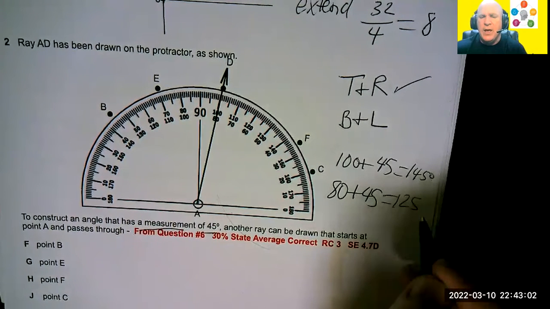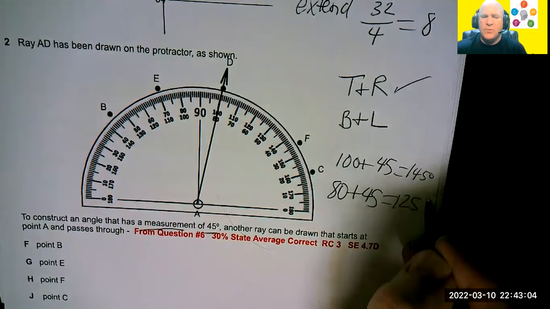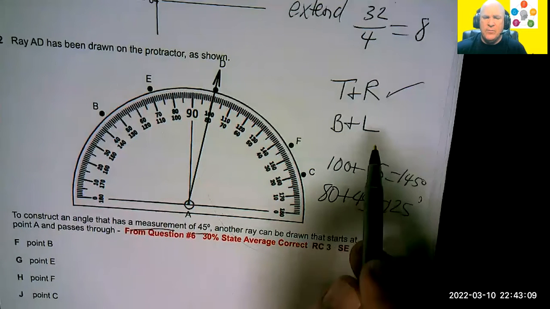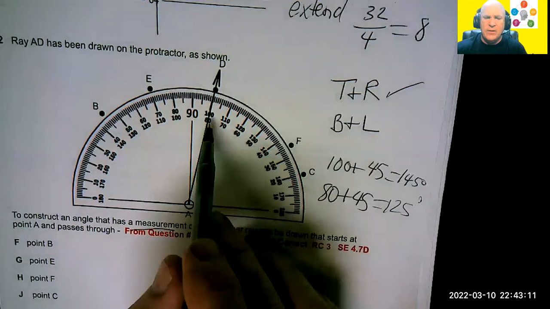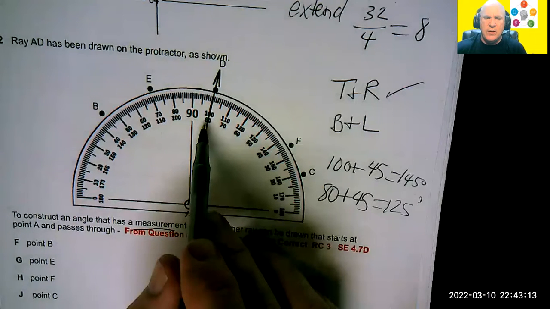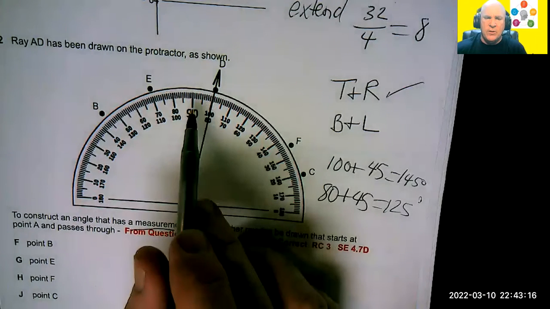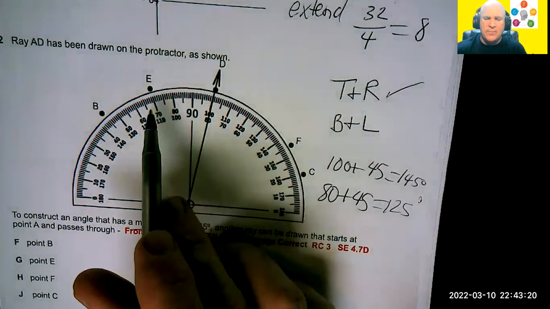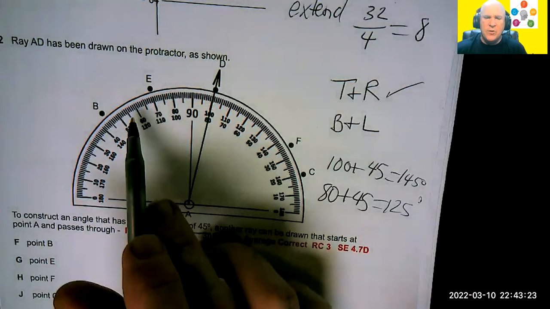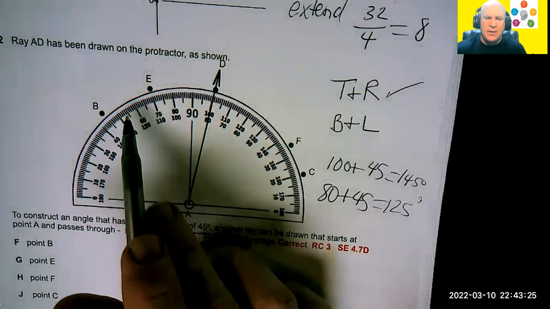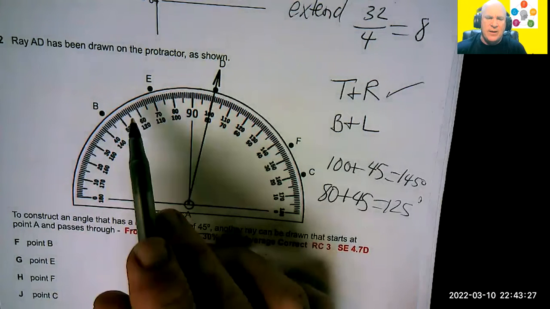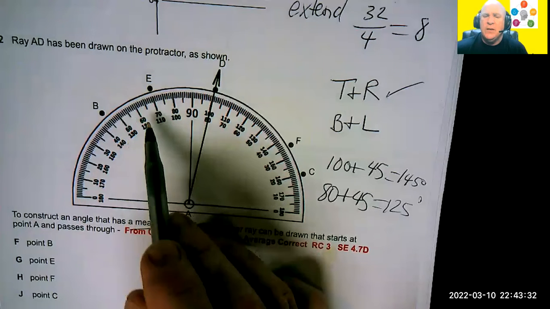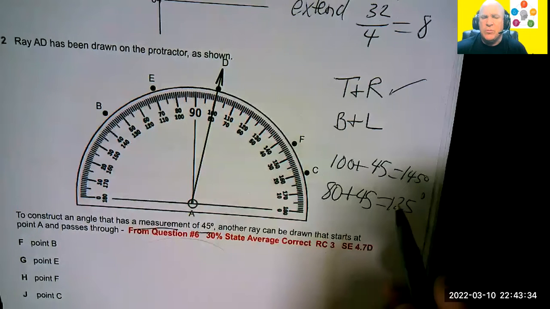So they both can't be right. One of them is going to be true. So let's see what happens if I go and add 45. 5, 10, 15, 20, 25, 30, 35, 40, 45. There is no letter there. So I can't pick something that doesn't even have a letter. So the one that worked was the top plus right.